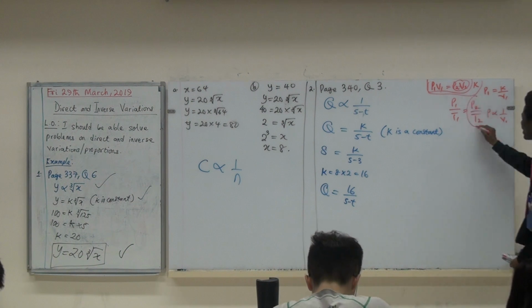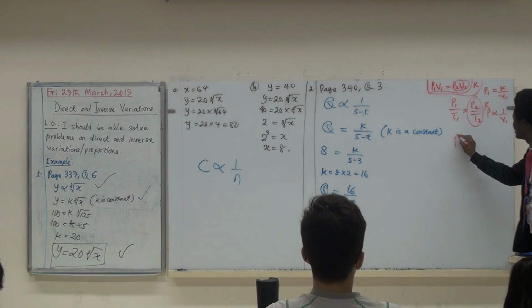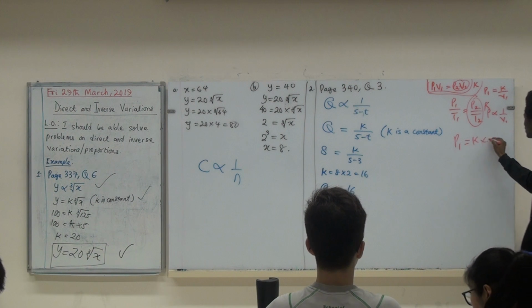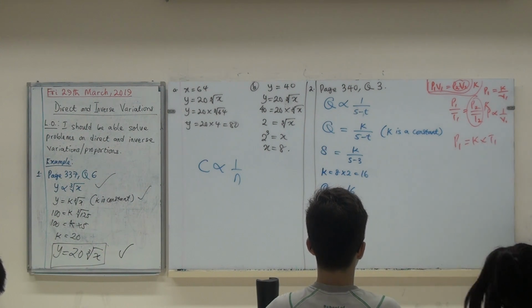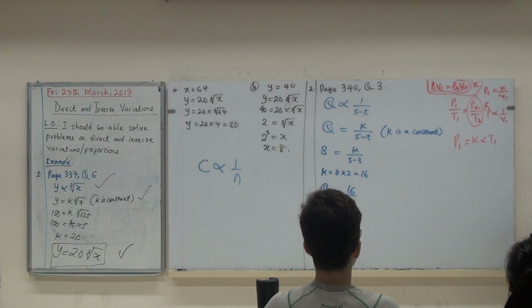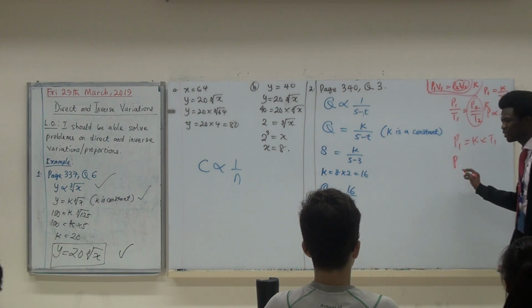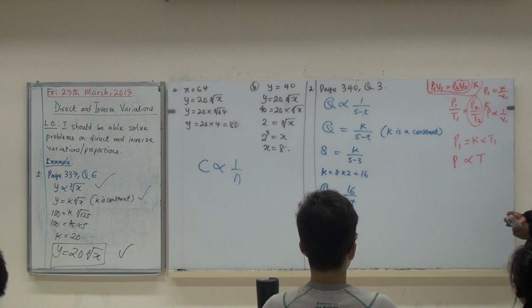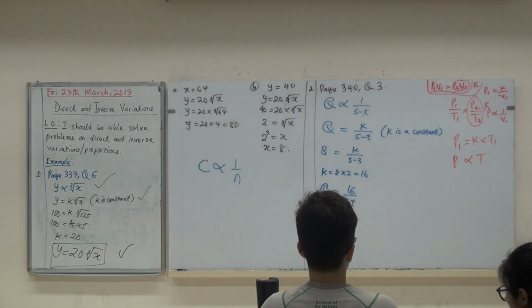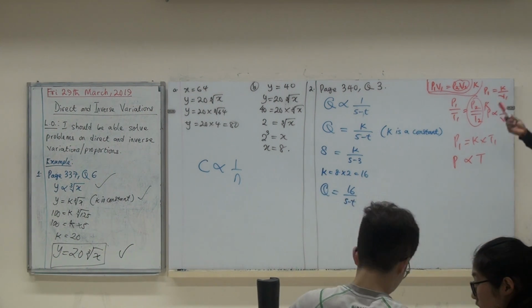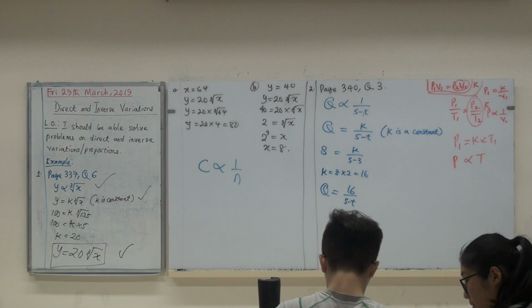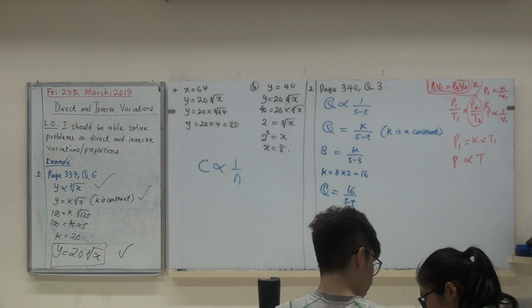And for this one, I believe this is the constant, so it will have been P1 is K times T1, right? What kind of variation is this? Direct. So the statement will have been the pressure is directly proportional to the temperature, keeping the other one constant. I just write it in English, and I get all my marks.